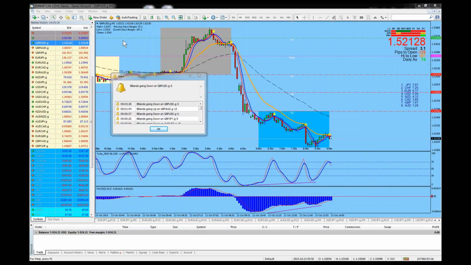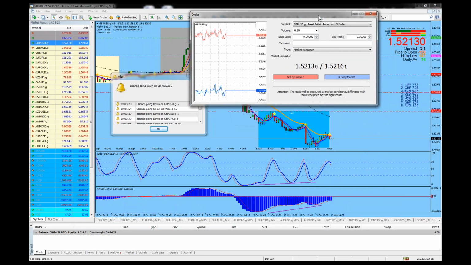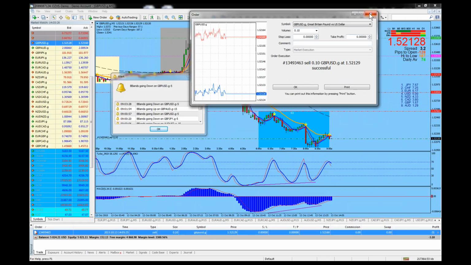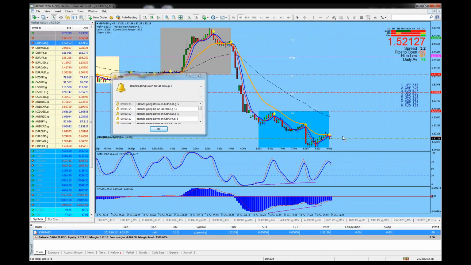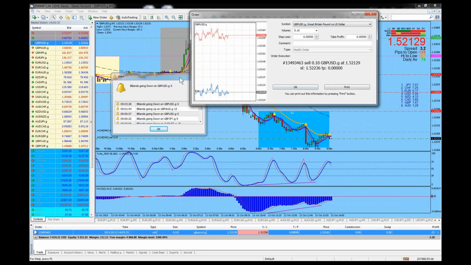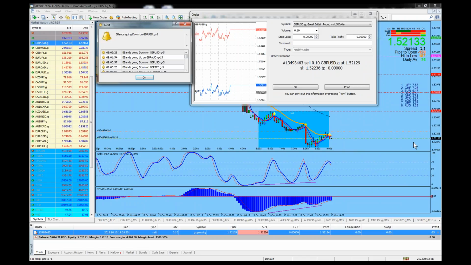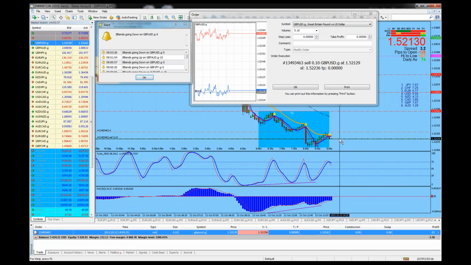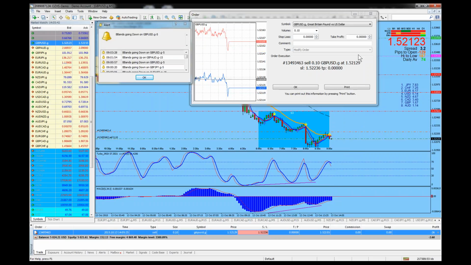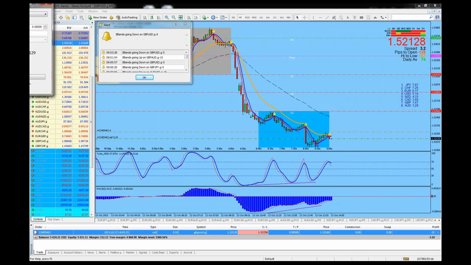So let's take that short, bring this over so everybody can see what I'm doing. I'm still at point one. I'm going to sell, and I'm going to bring my stop right to that high. Hang on a second, I didn't see what the spread on this is. 3.1. So where am I here? 11 pips. Okay, I can live with that. And slide this out of the way.